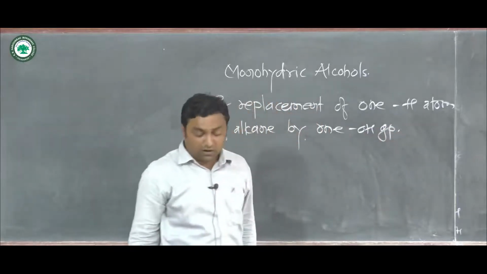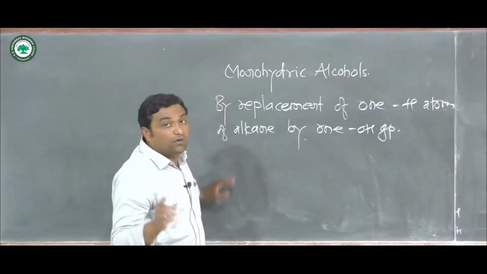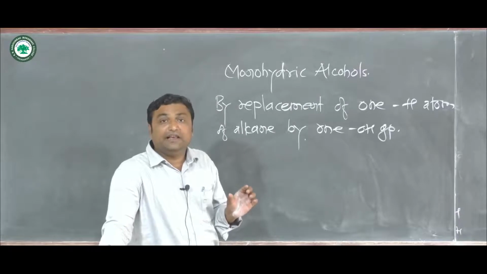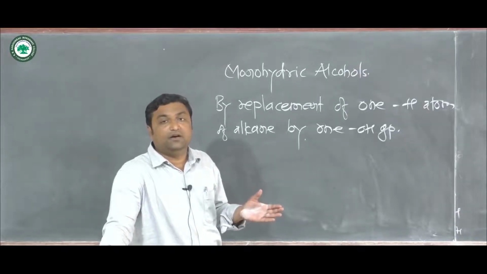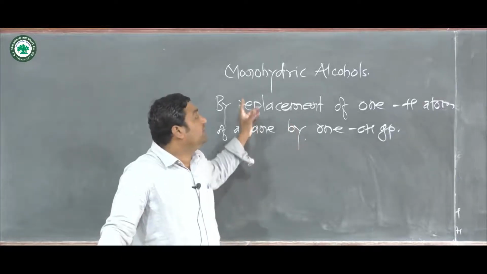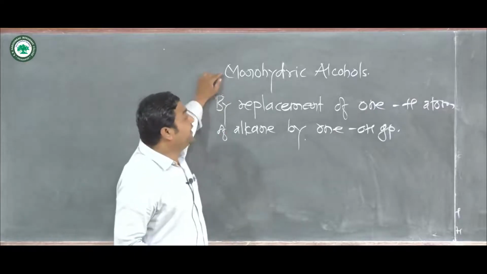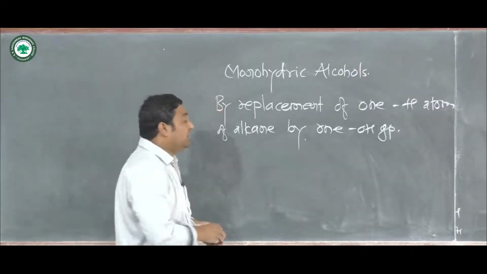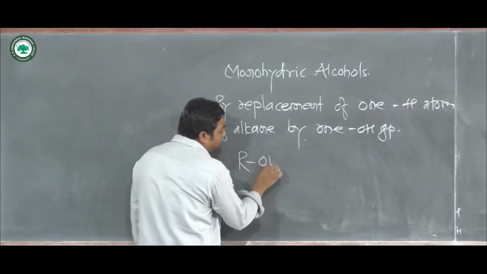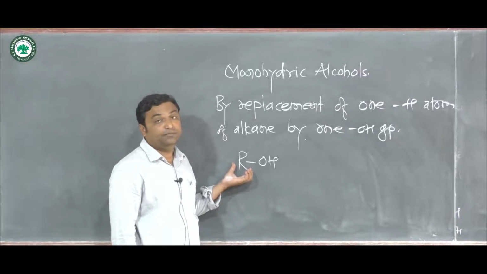It may be further defined as, if one OH group is directly present on a carbon chain, then that alcohol is also called monohydric alcohol. Now, these monohydric alcohols are shown by ROH. Now we know that this R is nothing but an alkyl group.